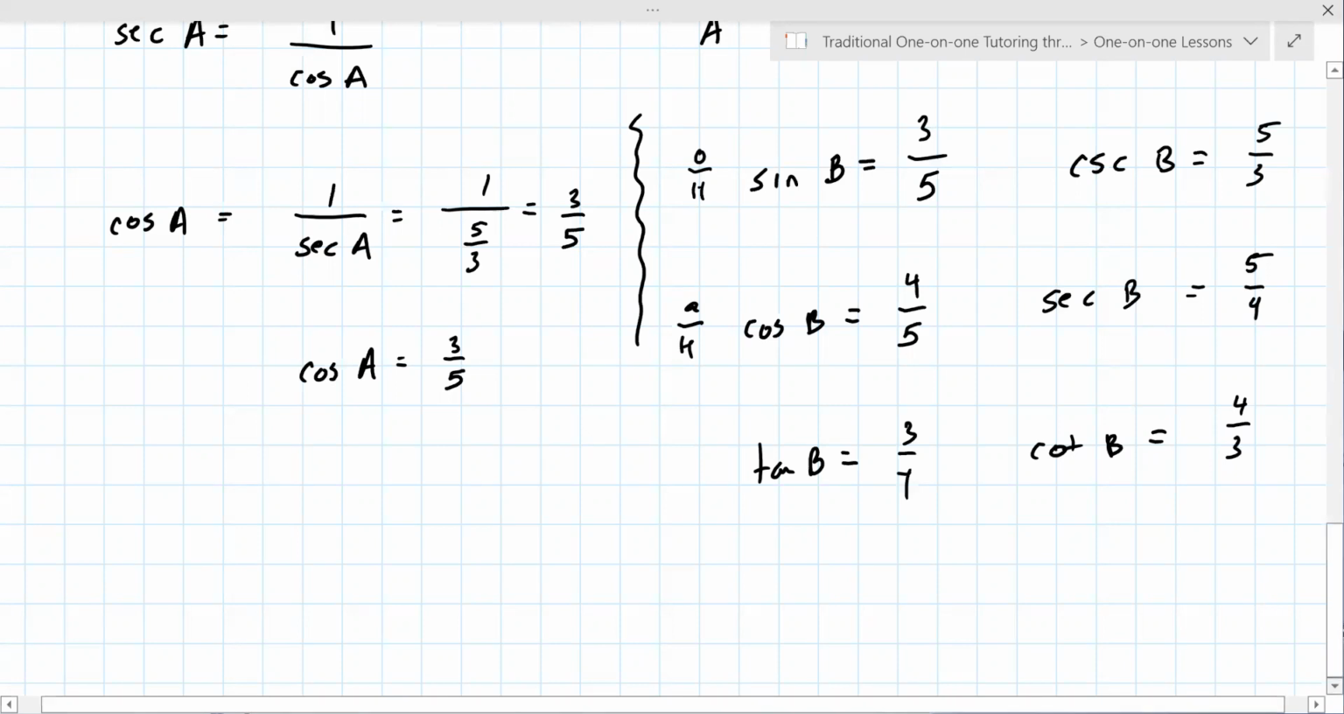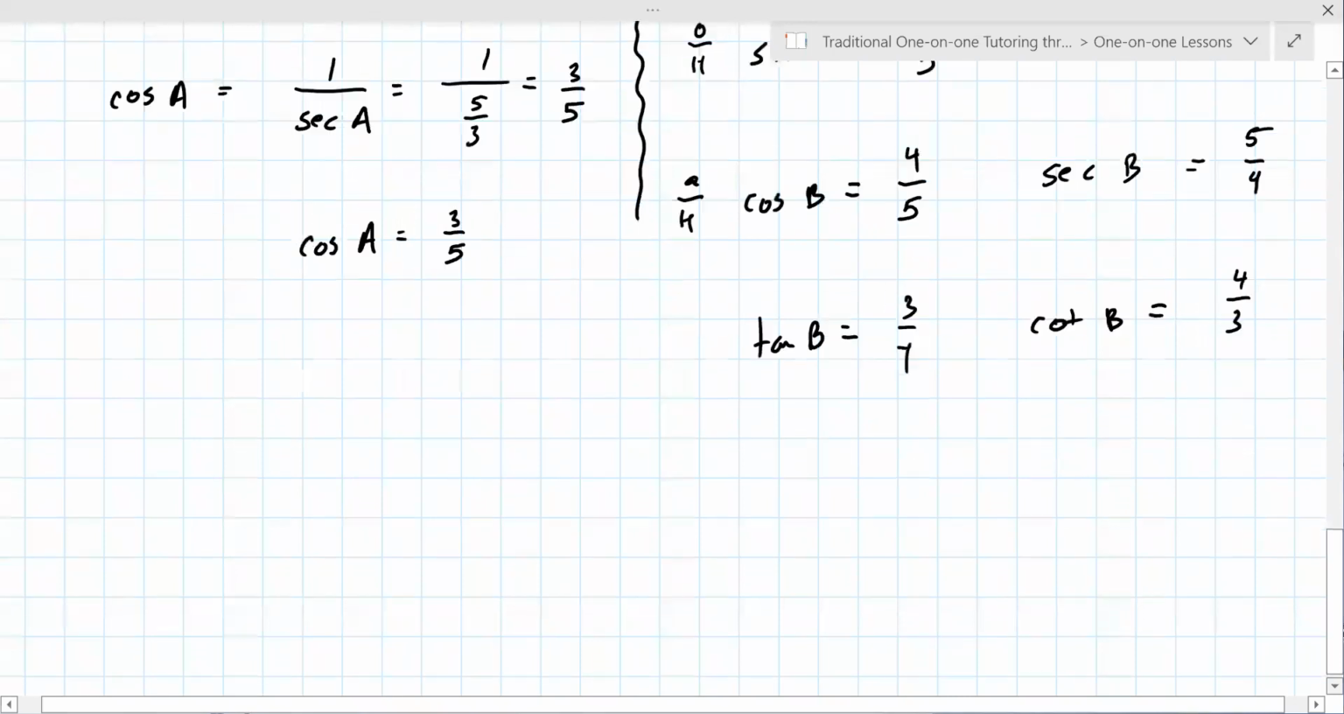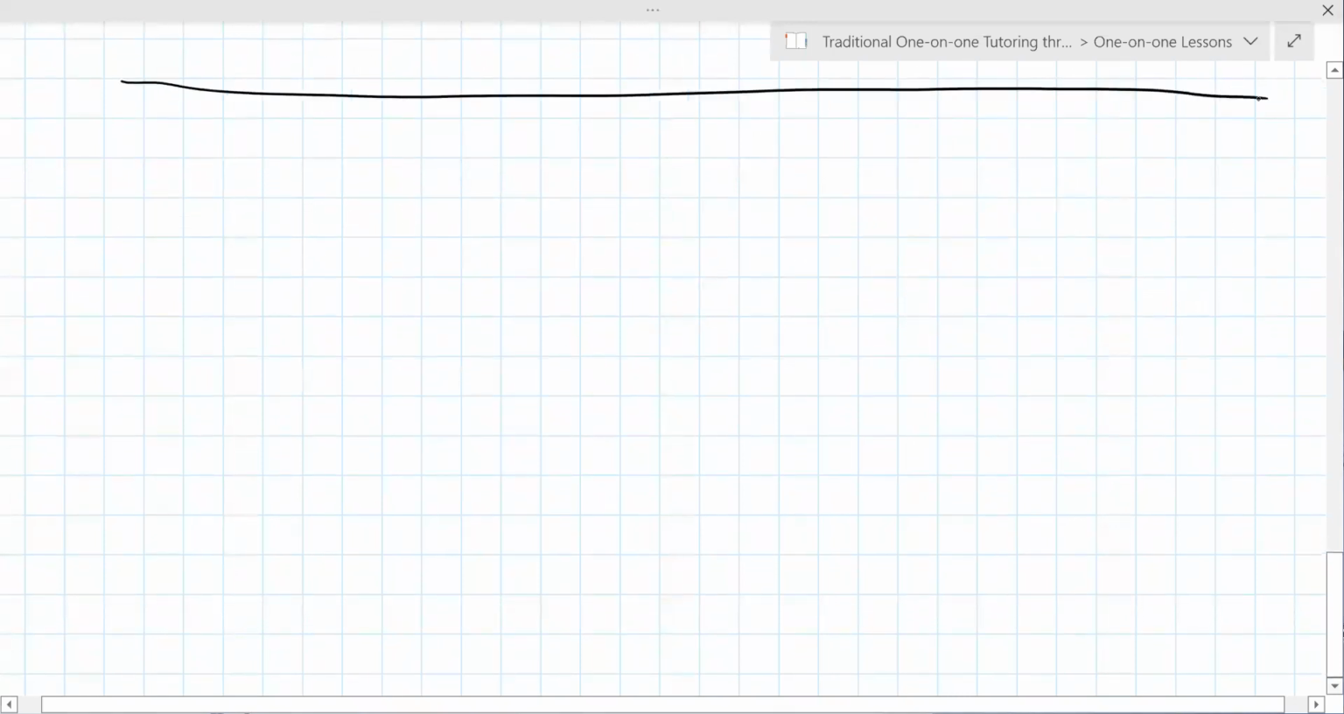Okay. All right, so let's do another one here. We're going to do another triangle problem. Okay, so let's say the cotangent of B is 12/5. Cotangent of B is 12/5.